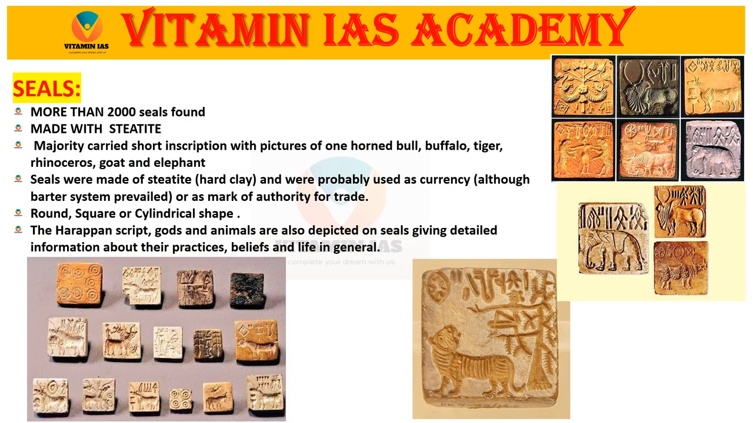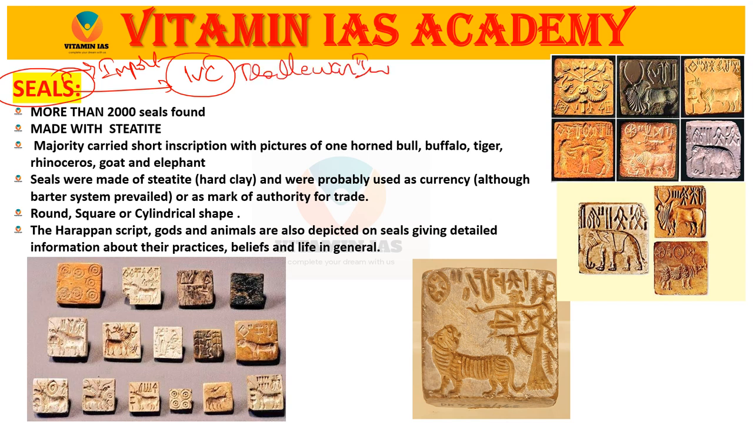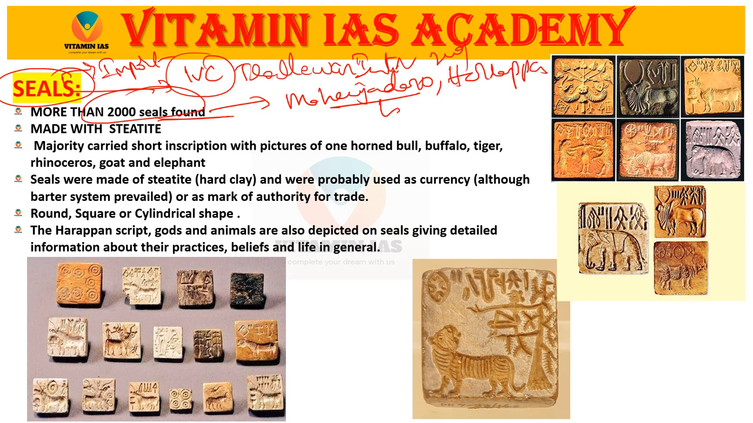Now seals. This is very, very important, because only from seals did we come to know that IVC trade was international. More than 2000 seals were found. Most seals were found in Mohenjo-daro. After that, Harappa is in second position and Mohenjo-daro in first position. The population of Mohenjo-daro is very high, so it was the biggest city, with the biggest population, we can say.